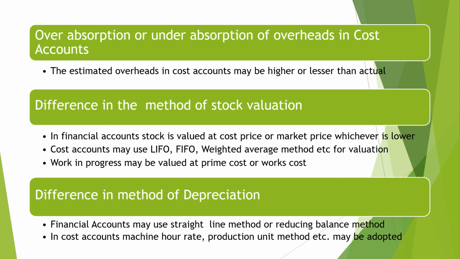Financial accounts may use the straight line method or reducing balance method, whereas cost accounts have additional methods like machine hour rate and production unit method, which may be adopted by them. If the method of depreciation adopted by both books of accounts is different, then it would result in different profit as per cost account and as per financial account.